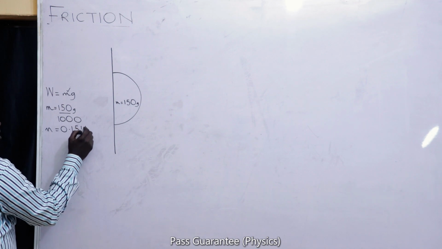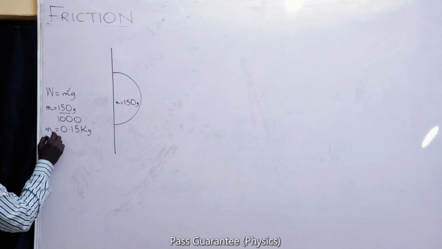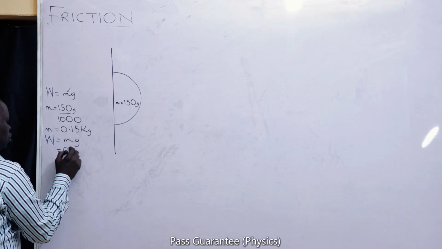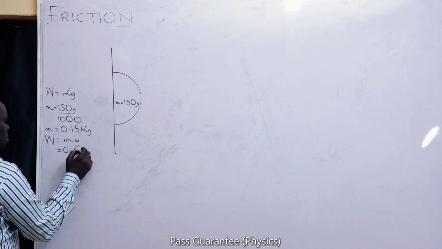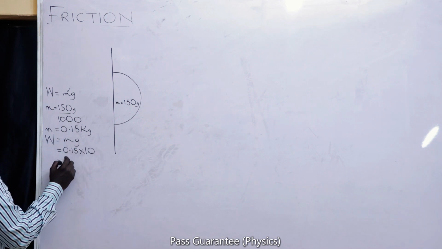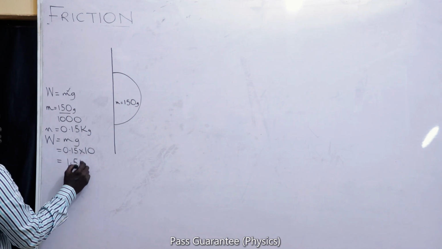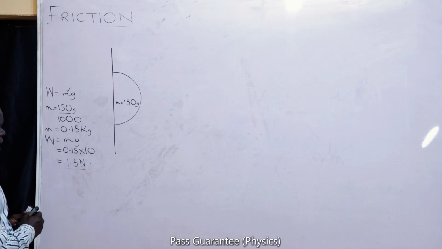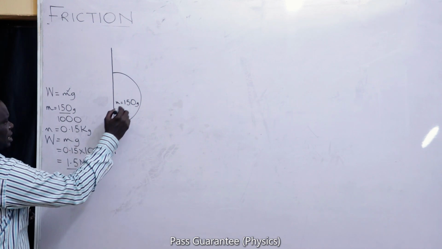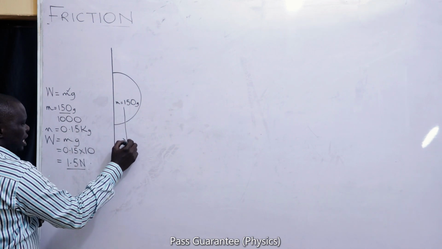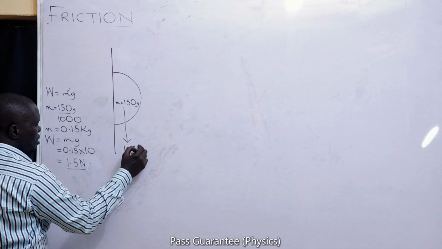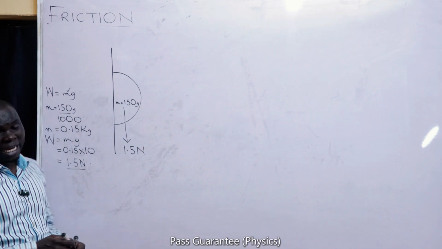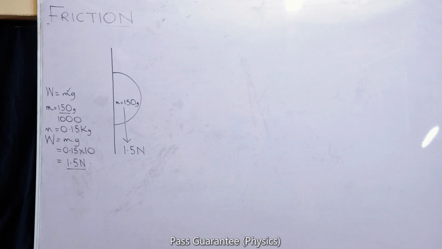If the mass is 0.15 kilogram, the weight must be mass times acceleration due to gravity. That will be 0.15 multiplied by 10. 0.15 multiplied by 10 is 1.5 Newton. If it is 1.5 Newton, I can show it now as a downward force. That is 1.5 Newton. If that is the case, I can now start to show other things as the question has given them to me.